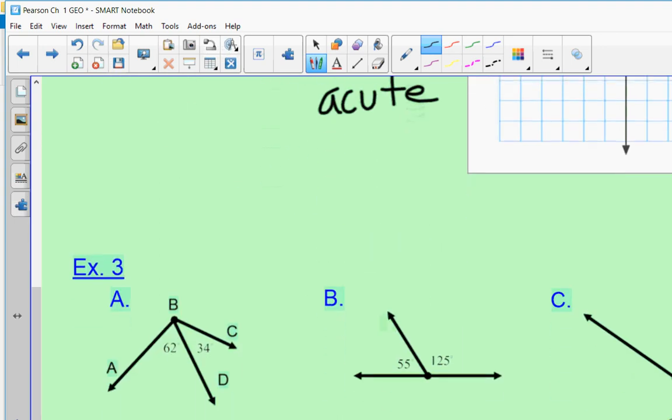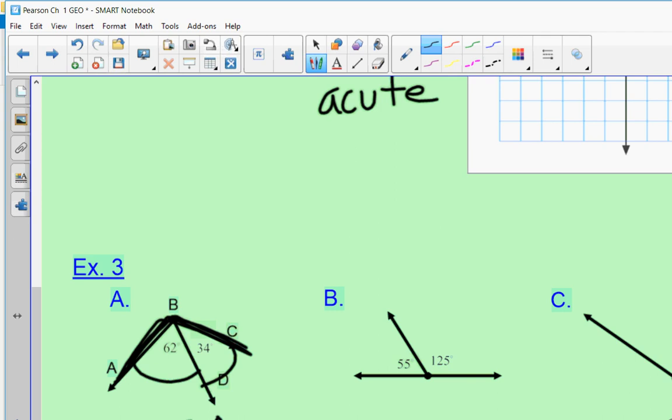For these, they want us to find the angles. So they want us to find the bigger angles, like you want to find angle ABC. So that ABC is really made up of this angle and this angle. How do I find that? Well, we have this rule that says I can add the smaller ones together to get the bigger ones. Okay. So 62 plus 34, I think that's 96 degrees.